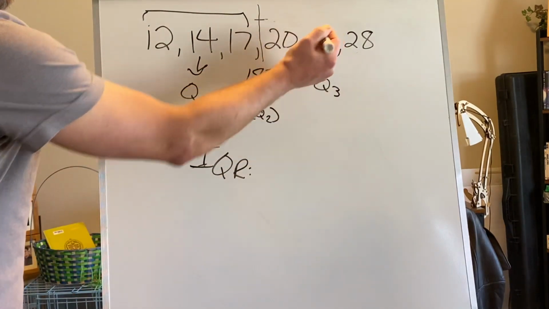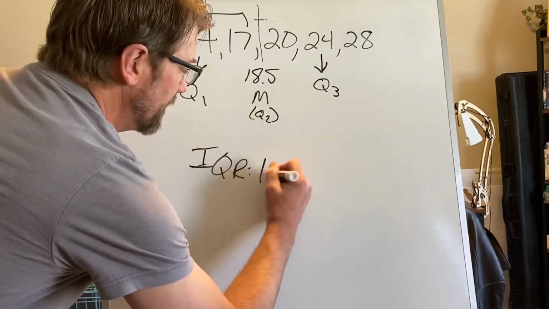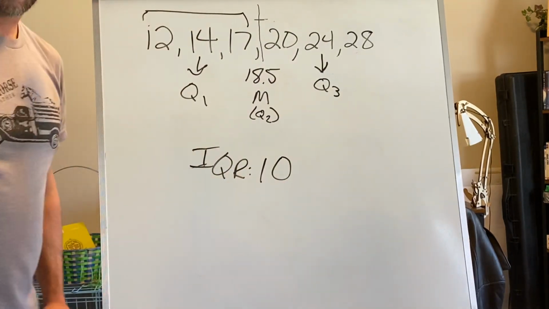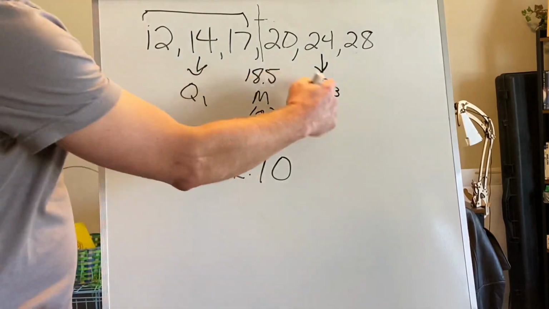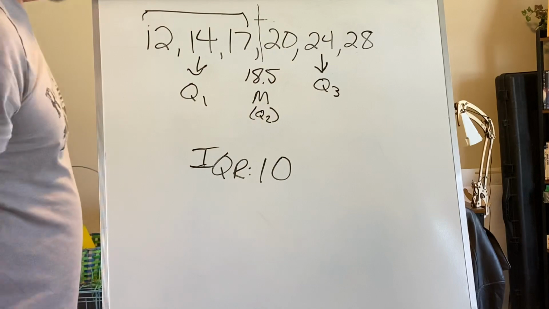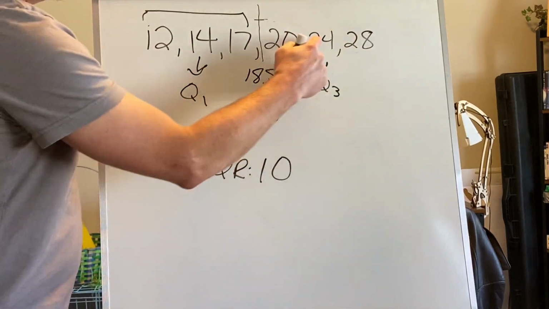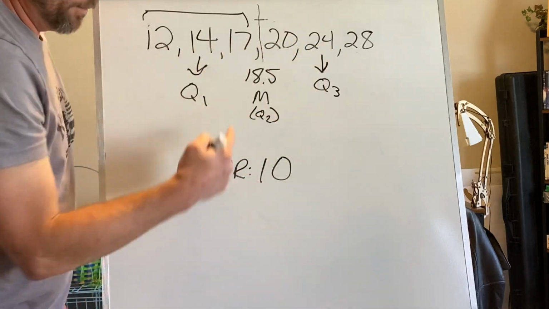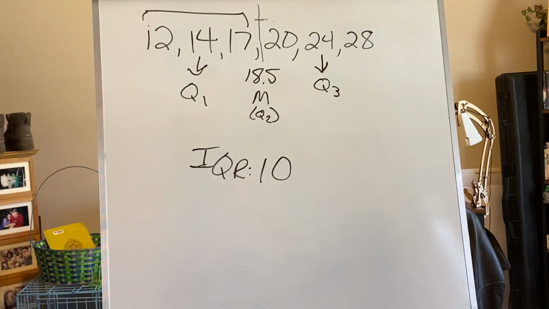So, 24 minus 14, our IQR is 10. I almost messed up there and didn't have anybody to point it out for me. So our top quartile changed. It was 28, remember? So now it's 24. So 24 minus 14, the IQR is 10.